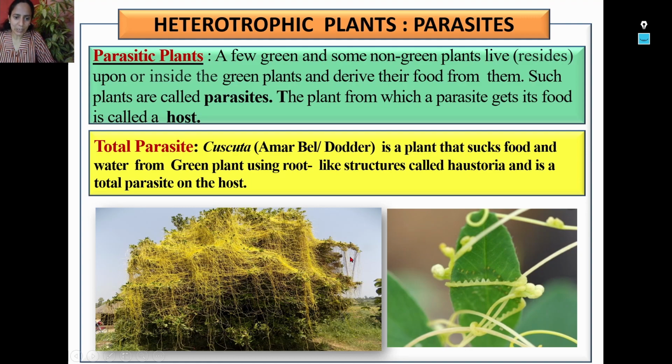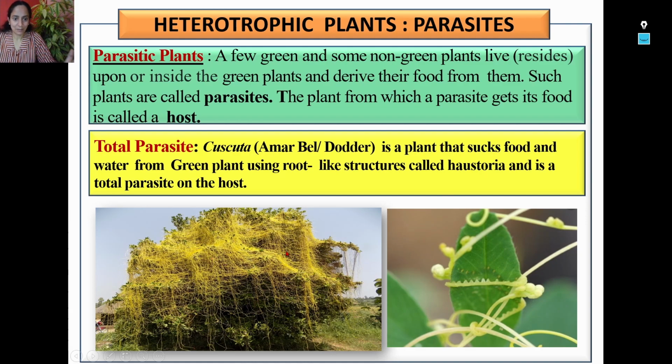These yellow noodle-like or net-like networks are a plant. It's a non-green plant. Its name is Cuscuta, or Amarbale, or Dodo. This plant sucks food and water from the green plant. Here also it's making a network on a green plant and utilizing its water and food for its growth, with the help of a few very interesting structures called Haustoria.